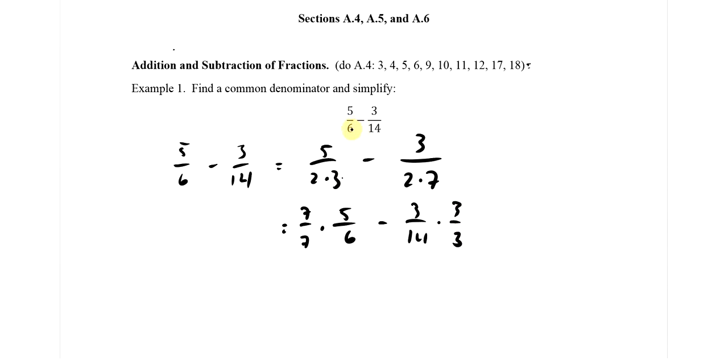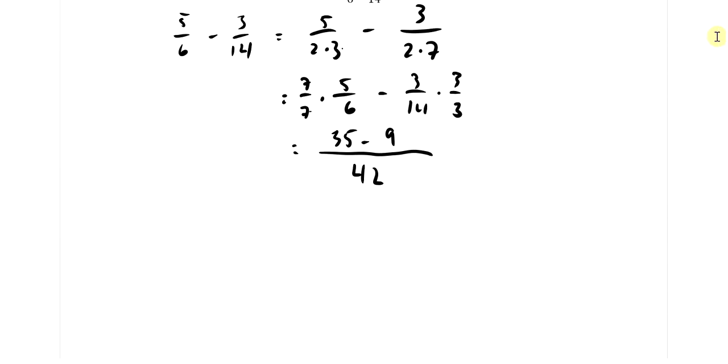So when I factor the 6, I get a 2 and a 3. When I factor the 14, I get a 2 and a 7. 2, 3, need a 7 here. 2, 7, need a 3 there. Multiply by 3 over 3, 7 over 7. That gives me a common denominator of 42. What do I have in the top? Well, 7 times 5 is 35. 3 times 3 is 9. And 35 minus 9 is 26.